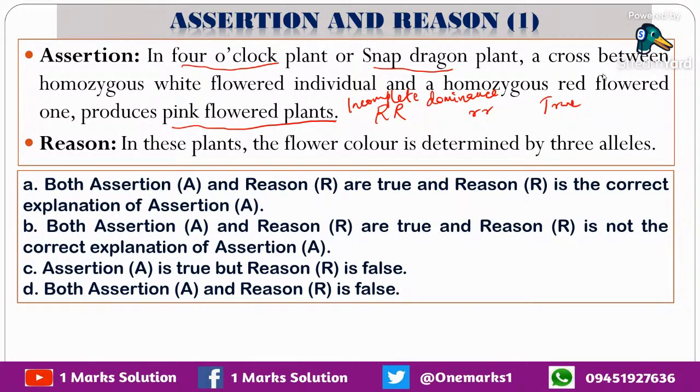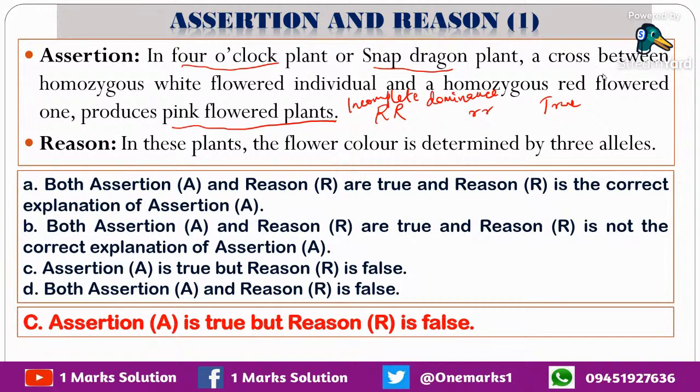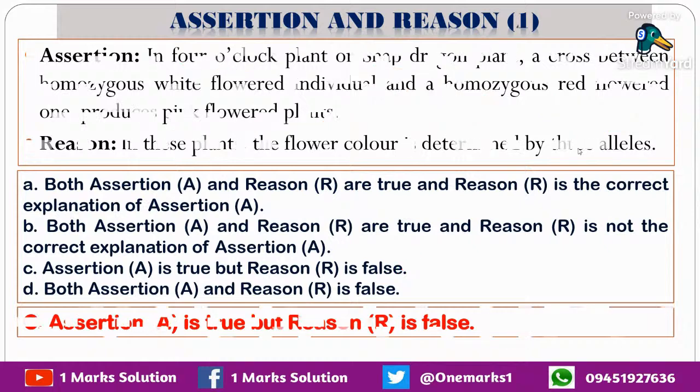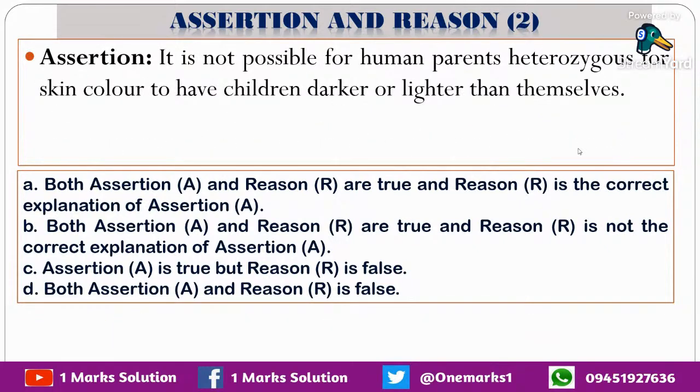Reason given here is in these plants the flower color is determined by 3 alleles. Is it by 3 alleles the flower color? No, correct. So this is false. If the assertion is true and the reason is false, which can be the answer? It is C. That is C is the answer. Okay. Let's see the next question soon.